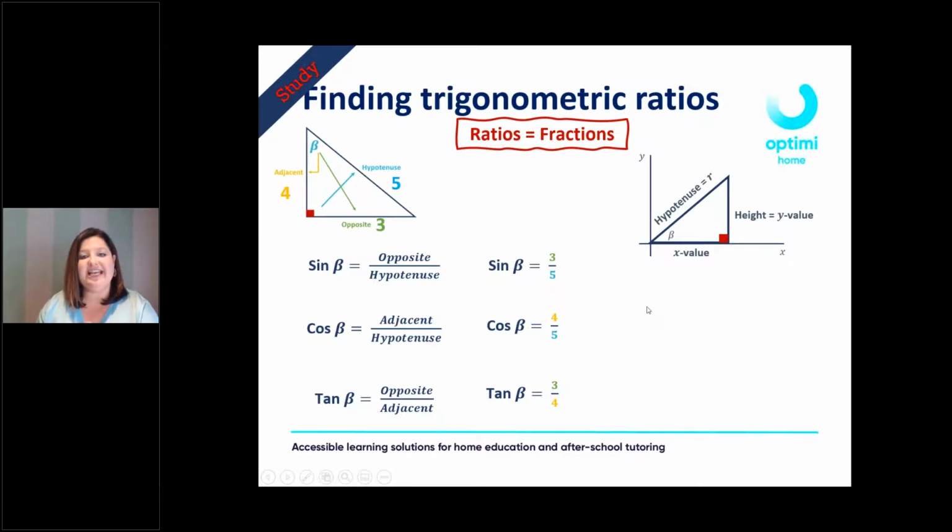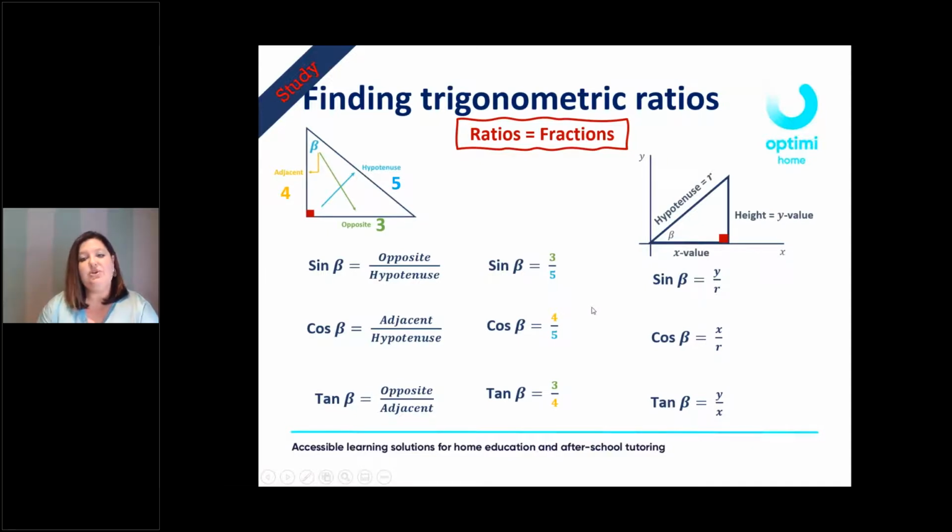I am going to choose this angle now as beta at this stage. Right, so sin beta is y over r. Do you see that it's still my opposite over hypotenuse? Cos beta is my x over r, which is my adjacent over my hypotenuse. And my tan beta is y over x. It's my opposite over adjacent.